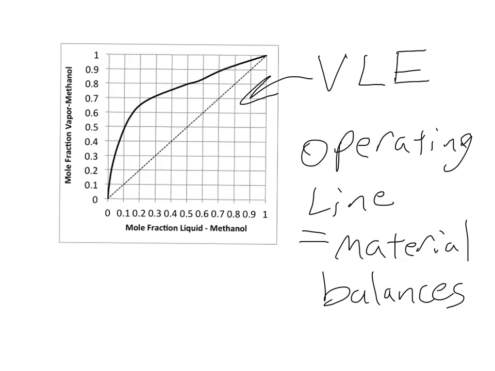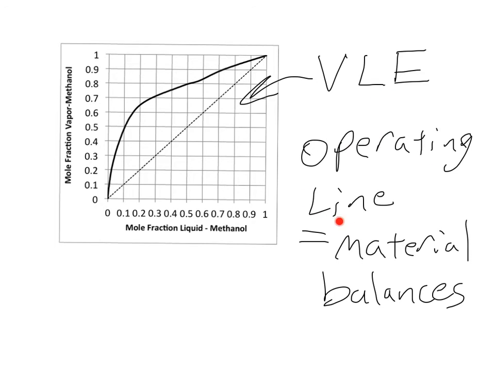So the idea behind this graphical method is that we're going to combine vapor-liquid equilibrium in the form of an XY plot with the operating line in order to solve for or design a flash drum. And the vapor-liquid equilibrium curve, again, shown here, represents the data of the equilibrium between the vapor and the liquid that's coming outside a flash drum.